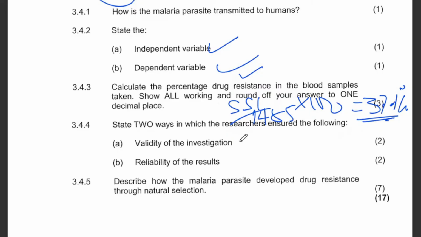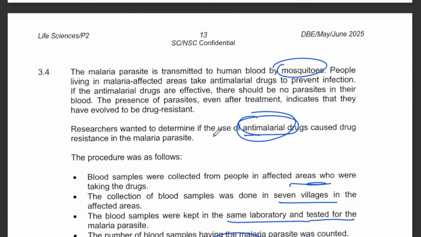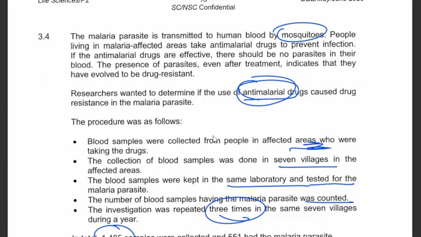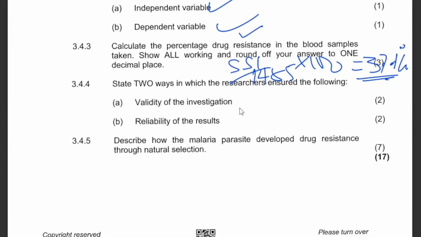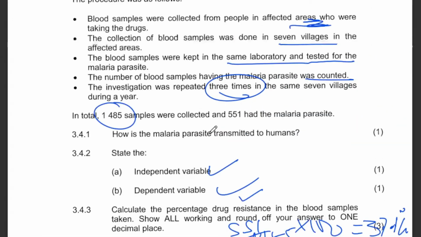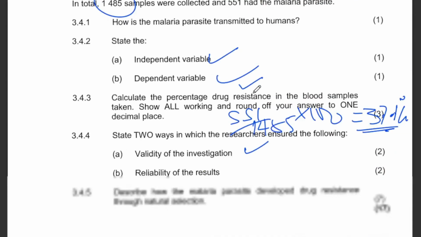Name 2 ways in which the researcher ensured validity. Basically, they used the same blood sample testing. They actually tested blood samples from the same individuals in the village. Yes, they said it here: the same area, meaning the same village. Then they also used the same testing method. They didn't change the methods they used.